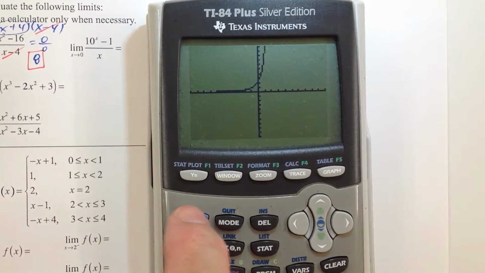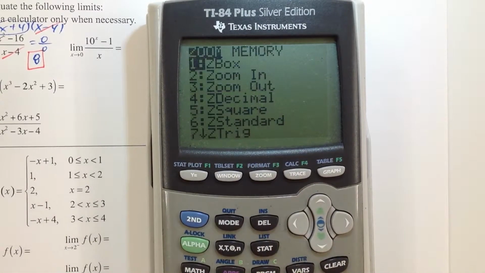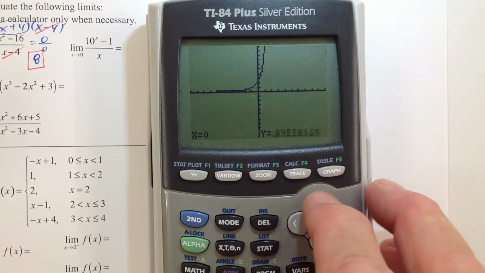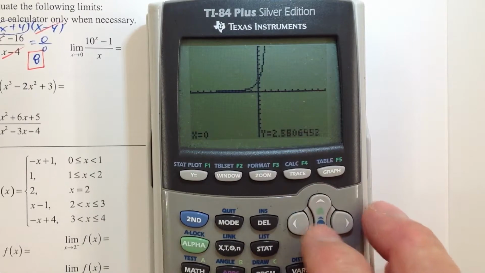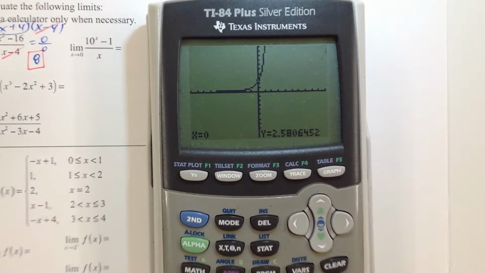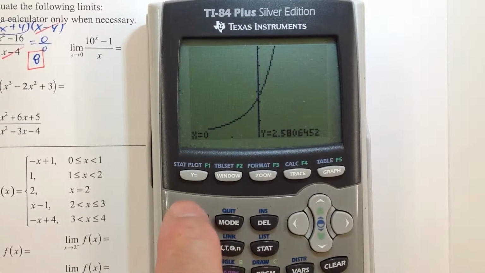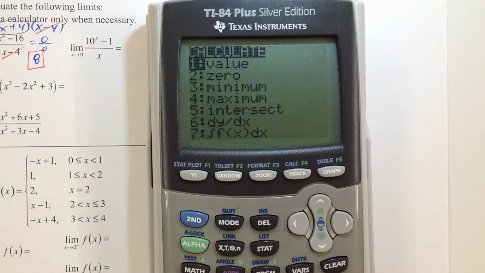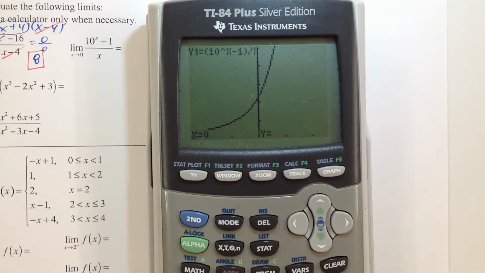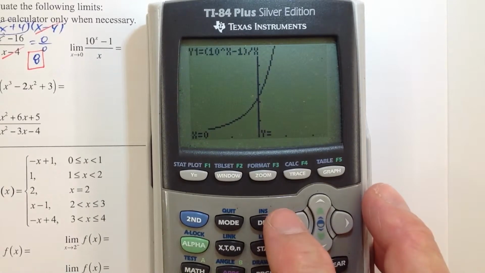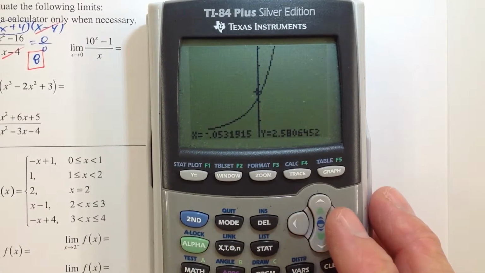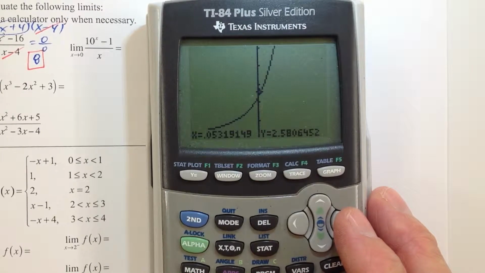And so if we go ahead and zoom in, we could move the cursor up to where it looks like the y-intercept is. And it looks like we have a limit. In fact, we do have a limit. We just have to figure out what that value is. If we second calculate value, when we type in x equals 0, we see that the value just to the left is 2.58, and just to the right is 2.